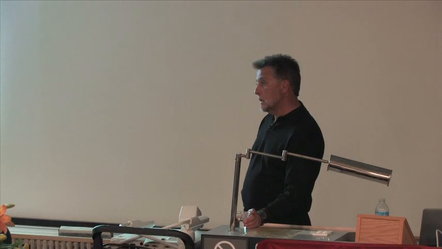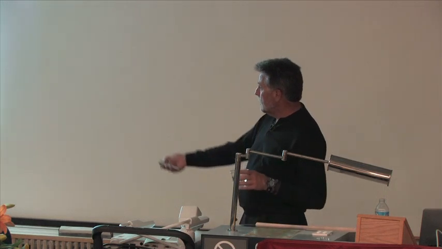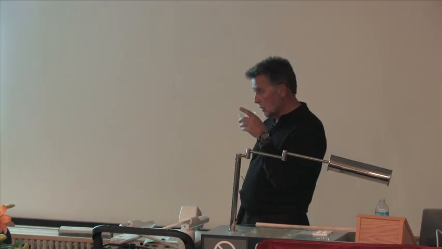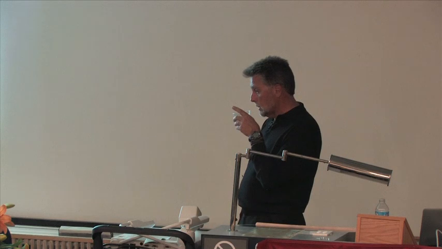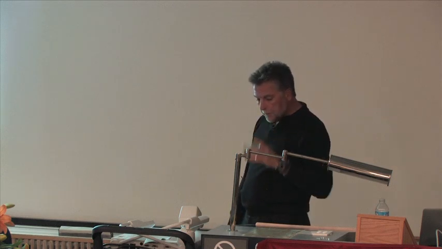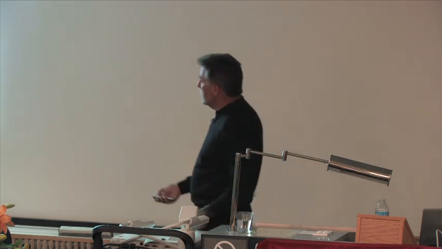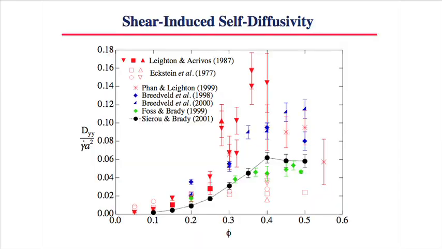And people have made measurements of this as well, measuring the diffusivity in the velocity gradient direction, normalized now by the shear rate times particle size squared, for a bunch of different particle sizes, a bunch of different viscosities, a bunch of different shear rates, and they all collapse together onto one curve. If you're in the eye of the beholder, it's one curve, okay?